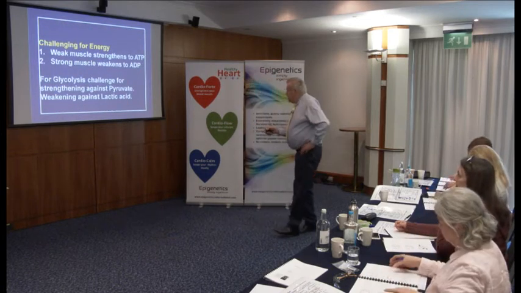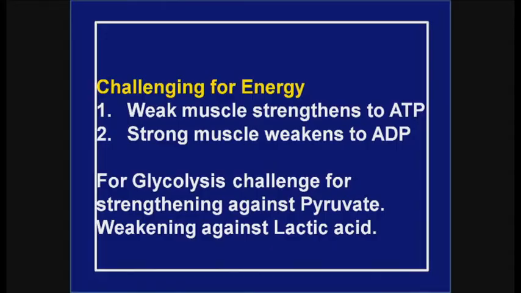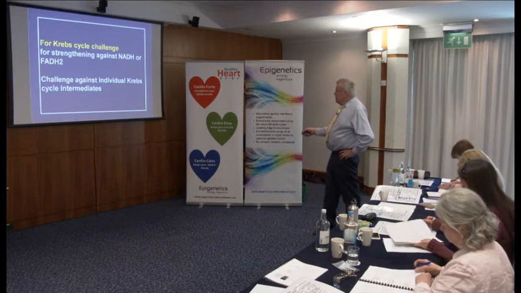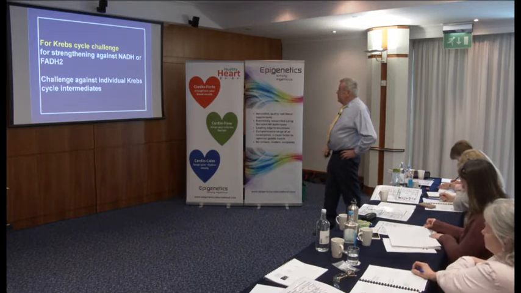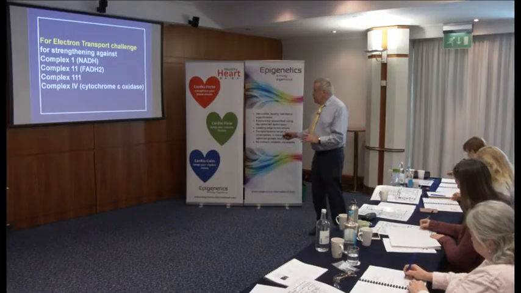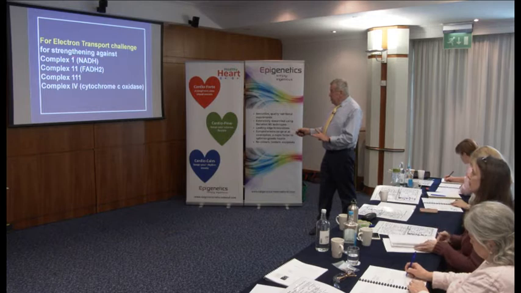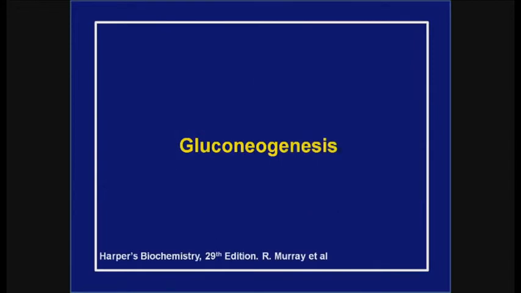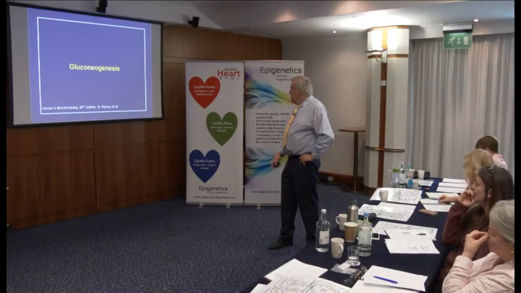So we've talked about how to challenge for energy. A weak muscle strengthens to ATP, a strong muscle weakens to ADP. For glycolysis, challenge strengthening against pyruvate, and weakening in this case to lactic acid, particularly if they're a sports person. For the Krebs cycle, strengthen against NADH or FADH2, and challenge the individuals for Krebs cycle intermediates. For the electron transport, in the pain diagnostic kits, you've actually got complex 1, 2, 3 and 4, where complex 1 is NADH, complex 2 is FADH2, there's a complex 3, and complex 4 is basically the cytochrome C oxidase enzyme. So let's have a look at gluconeogenesis.